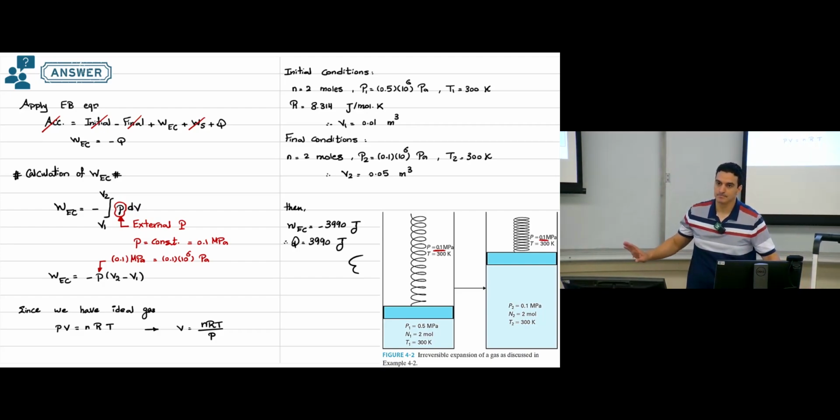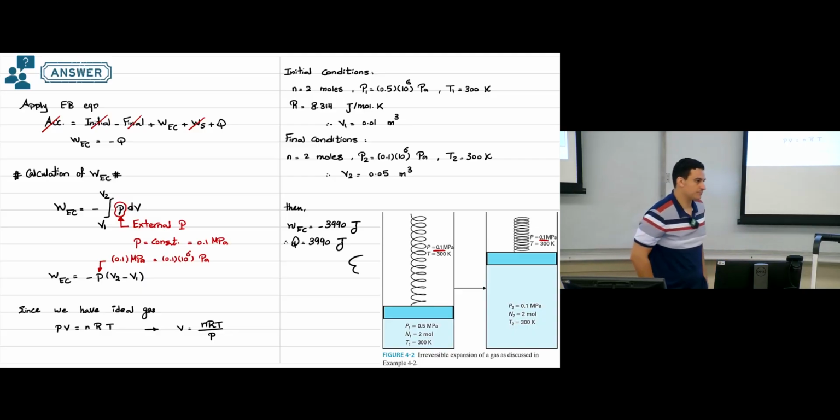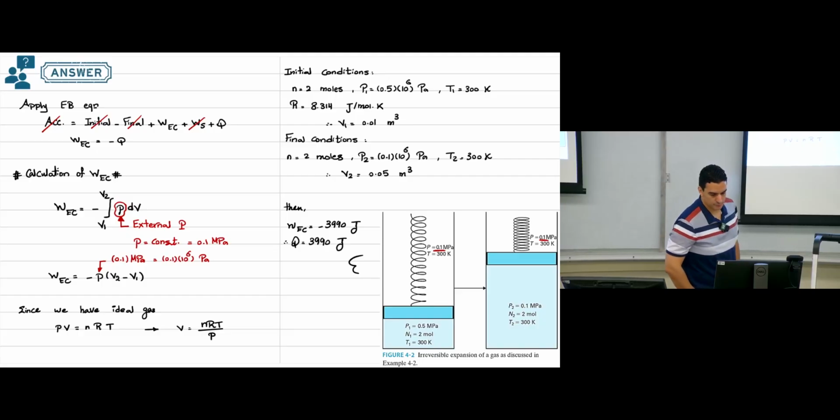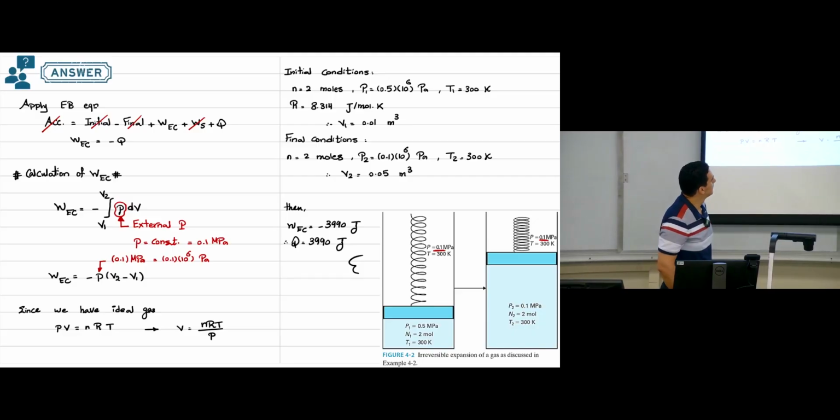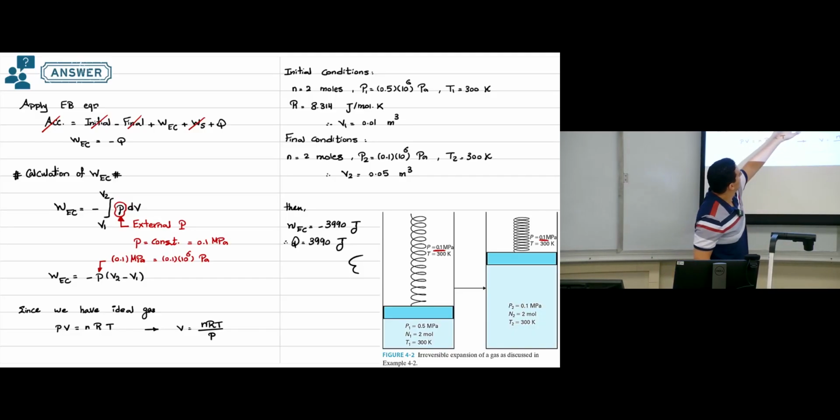Clear? Any questions? Okay. There is a change in pressure, so like... Where? From 0.5 to 0.1. Okay. Wouldn't that mean you set P equal to nRT over V and then integrate?